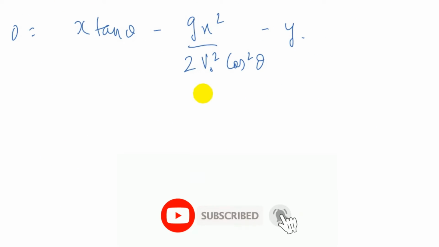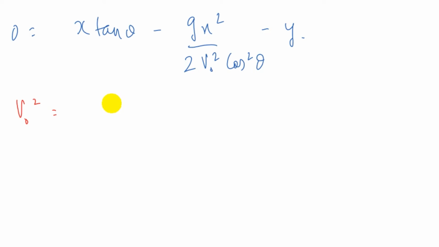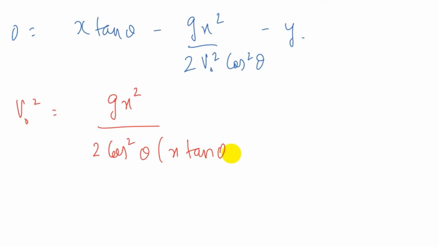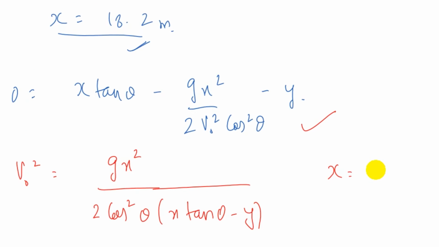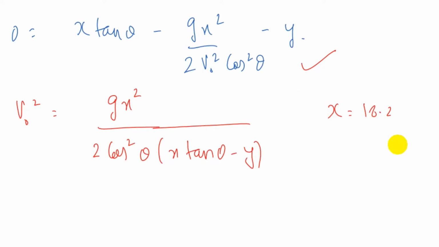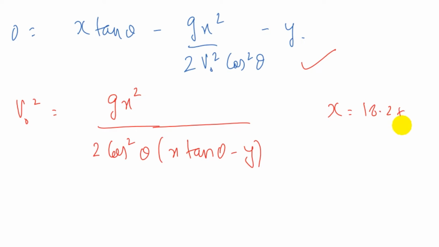Now we'll simplify this equation for v0 square. So from here, v0 square will be equal to g x square divided by 2 times cosine square theta times x tangent theta minus y. We have obtained this by rearranging the terms. Okay. Now earlier we obtained the value of x to be 18.2 meter. Now this value increases by 7.5. So plus 7.5, which is equal to 25.7.